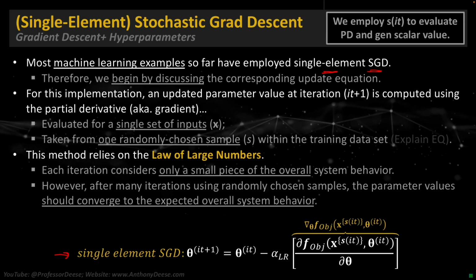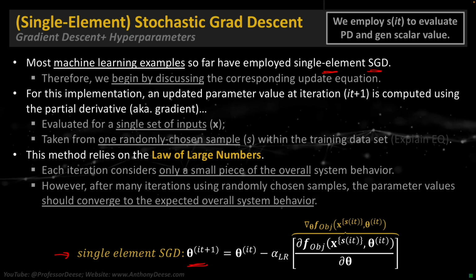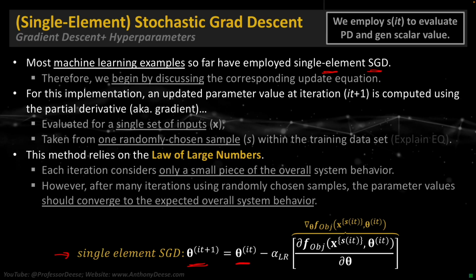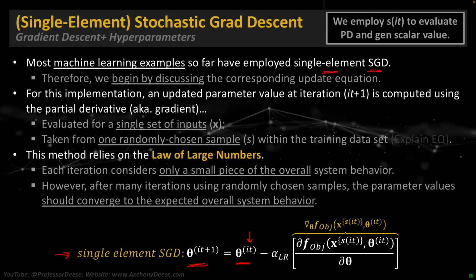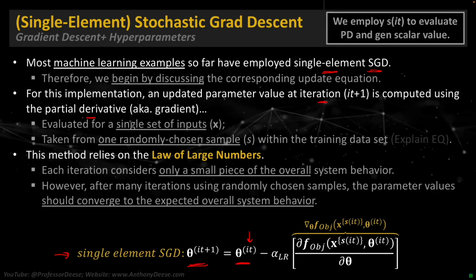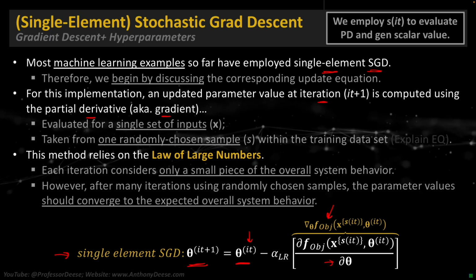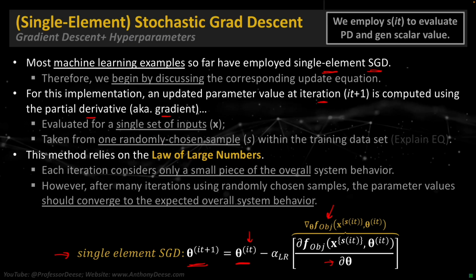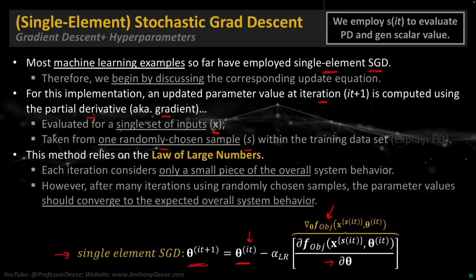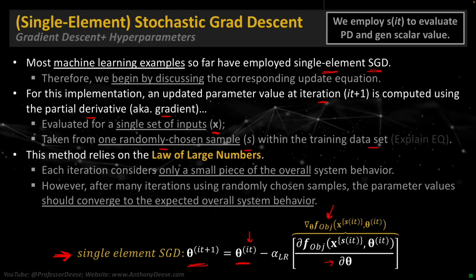For this implementation, an updated parameter array at iteration it plus 1, which we can see down here is represented as theta with the superscript it plus 1, is computed from the parameter array for the current iteration with the superscript it. The update uses the partial derivative or gradient of the objective function that we want to minimize, taken with respect to our parameter array, and then evaluated for a single set of inputs x that are taken from one randomly chosen sample, which we denote by S, within the training data set. So let's take a closer look at this update expression.